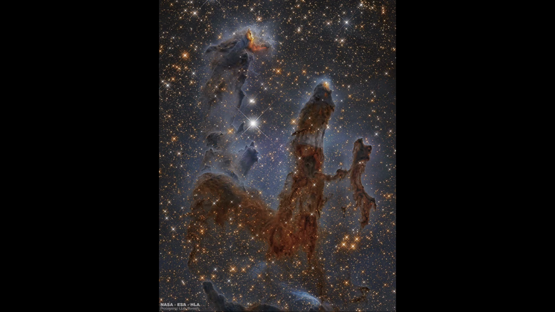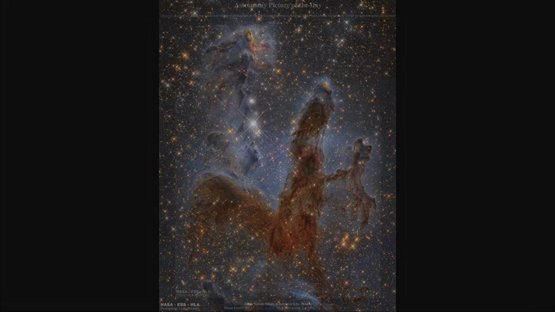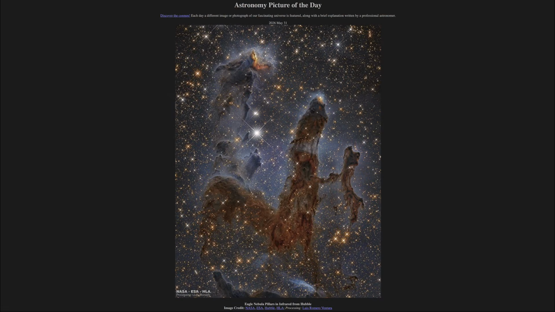And it becomes a question in these pillars whether the stars can form fast enough. So can new stars form fast enough to finish their formation before the energy from the already formed stars pushes away the rest of the material and leaves them not enough material to actually form stars? So star formation is a battle between the stars that form earlier and the dust that is trying to form new stars. So that was our picture of the day, titled Eagle Nebula Pillars in Infrared from Hubble.